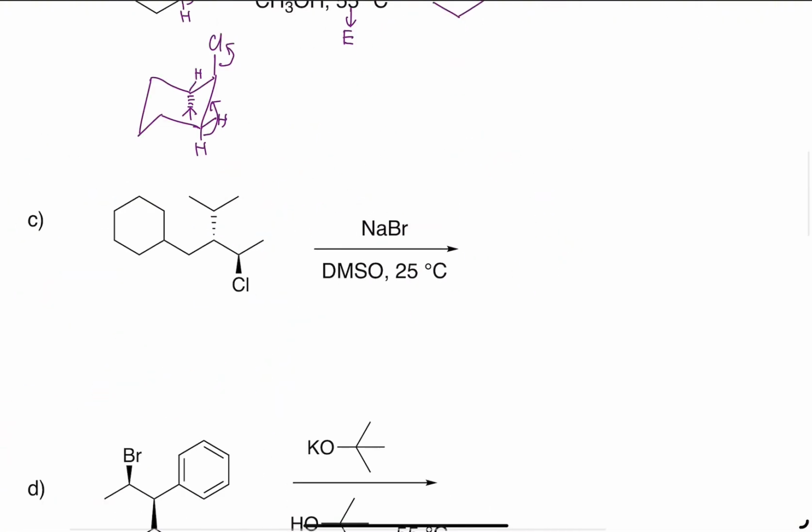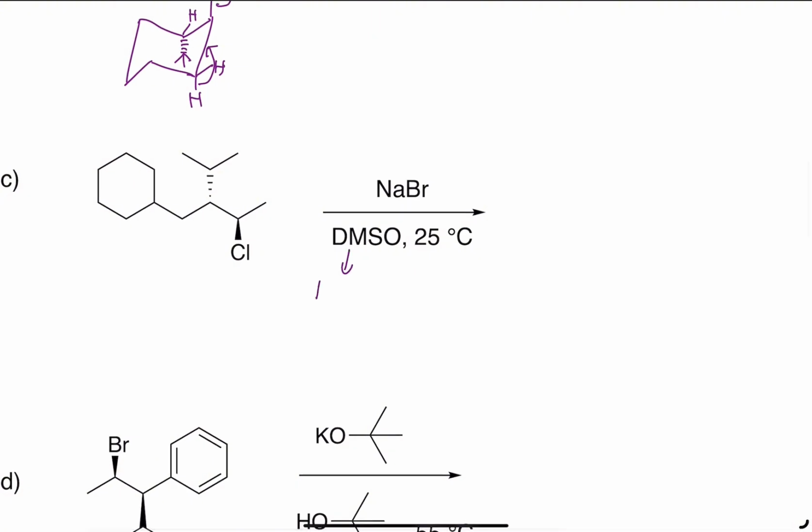Okay, next. Okay, second to last one, guys. Next we have this one. You can see it's 25 Celsius, so it's like room temperature, and DMSO is a polar aprotic solvent, which means it only solvates the positive charge stuff and leaves the negative charge stuff to do backside attack. So it is an Sn2 reaction.